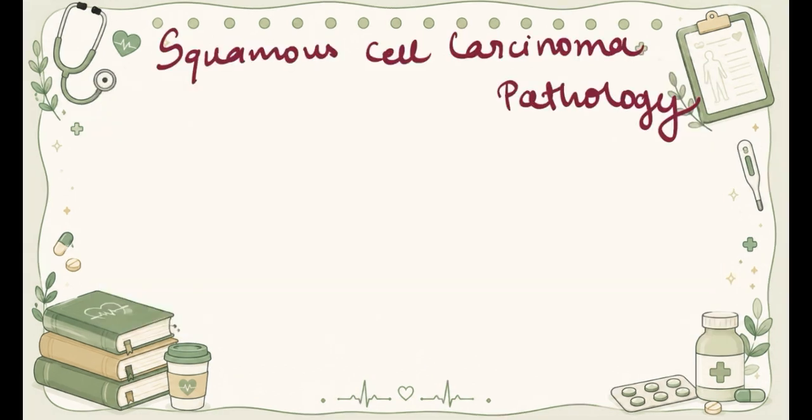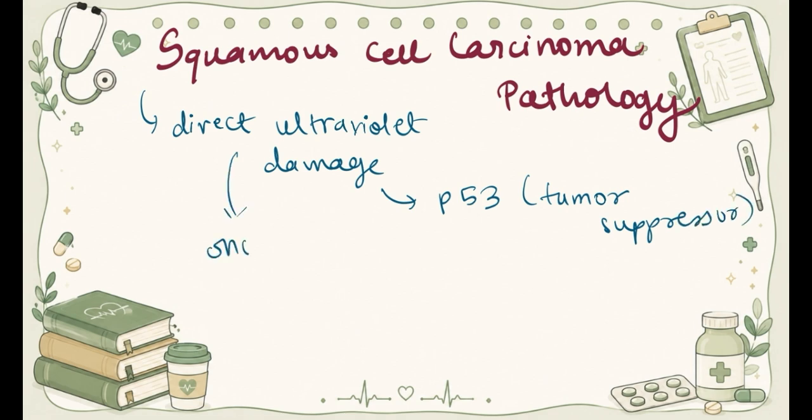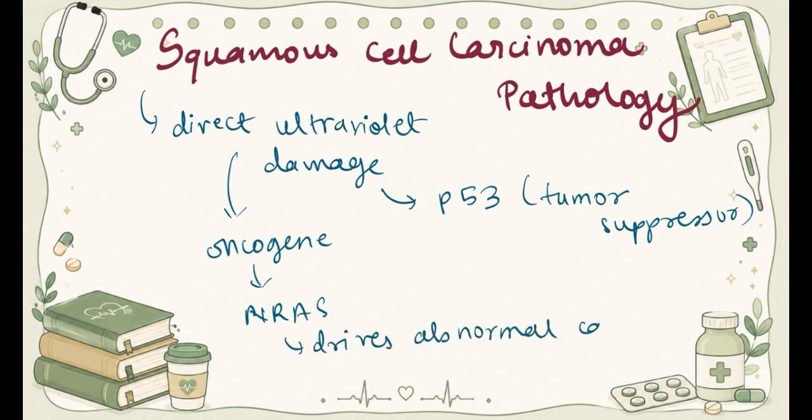Now, squamous and Merkel cell carcinomas have entirely different genetic drivers than BCC. Let's look at squamous cell carcinoma first. SCC is primarily driven by direct ultraviolet damage. The UV light damages a crucial tumor suppressor gene called p53. This gene normally protects your cells. The UV light also mutates an oncogene called NRAS. This actively drives abnormal cancerous cell growth.